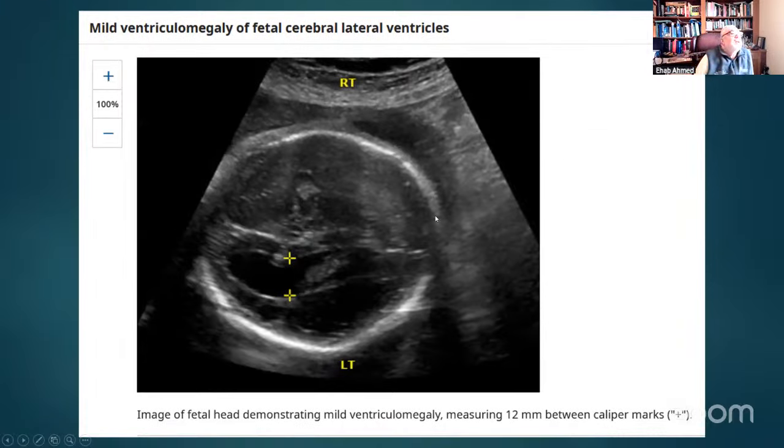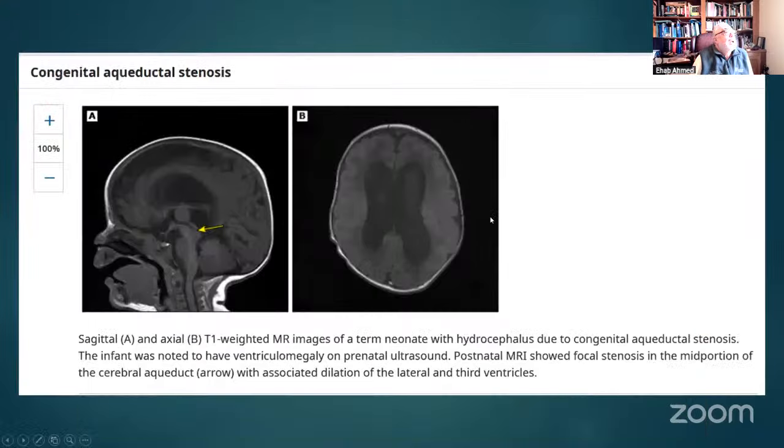And this is mild ventriculomegaly, which may or may not resolve at the end of pregnancy, but it needs follow-up. And of course, there are certain diameters and measurements by fetal ultrasound that can let you know if there is ventriculomegaly or hydrocephalus or not in the fetus. And the most common cause of hydrocephalus, of course, is aqueductal stenosis, and this causes bilateral hydrocephalus.